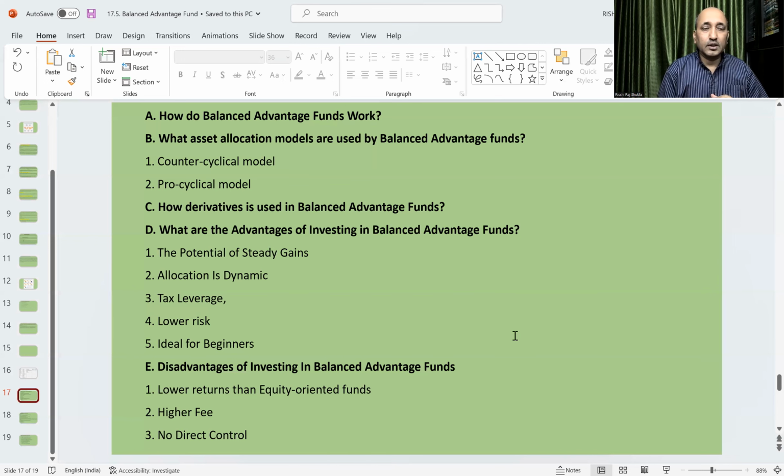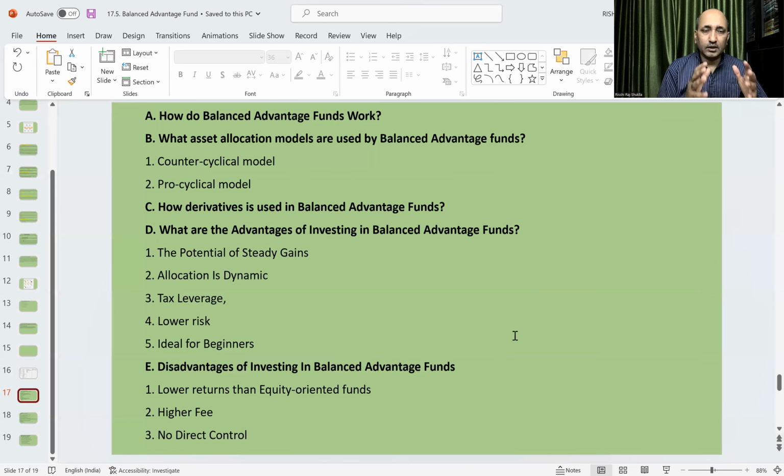Of course, there is lower risk, being dynamic allocation, and debt provides the necessary cushion and protects from the downfall of the scheme. It is ideal for beginners because both are there and there is dynamic allocation. So especially beginners, whosoever does not have so much knowledge, a know-nothing investor, can invest blindly in a balanced advantage fund.